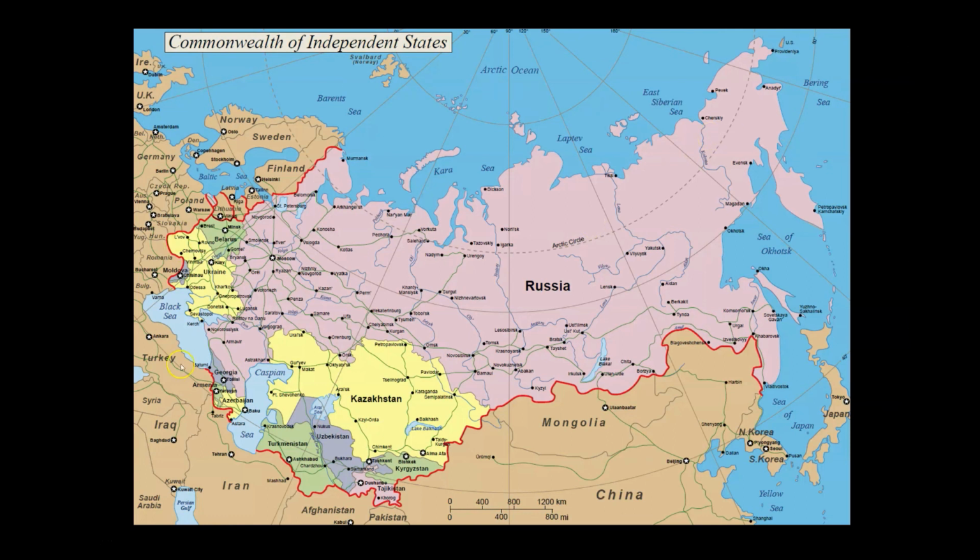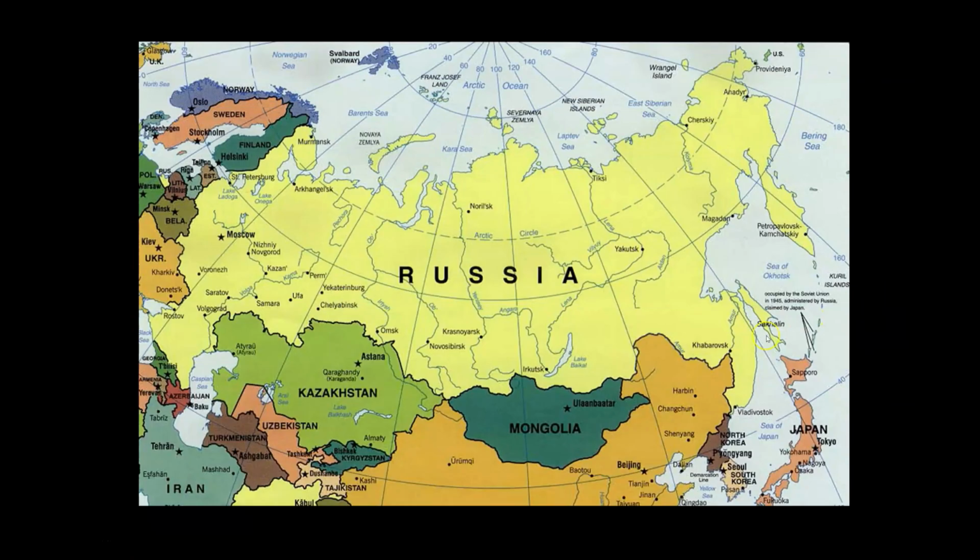So here is the USSR in this outline of red, and here it's the same map, but now I'm not showing you this outline or border of the former USSR, showing more of the independent states, things like Estonia, Kazakhstan, Ukraine, Belarus.